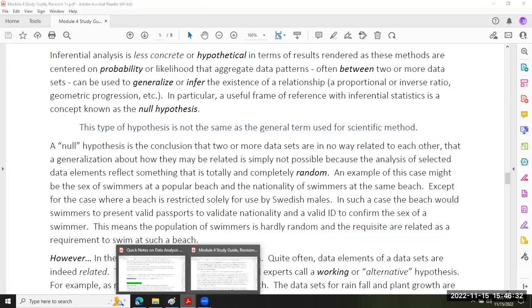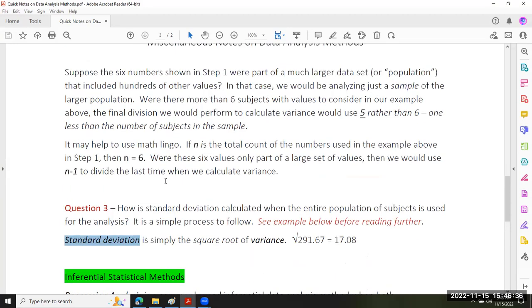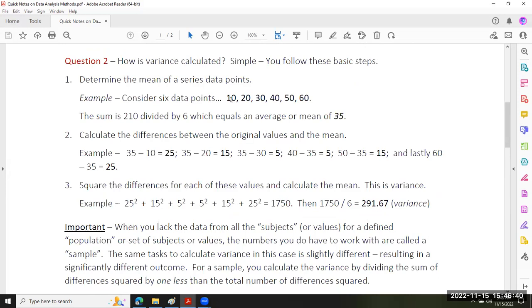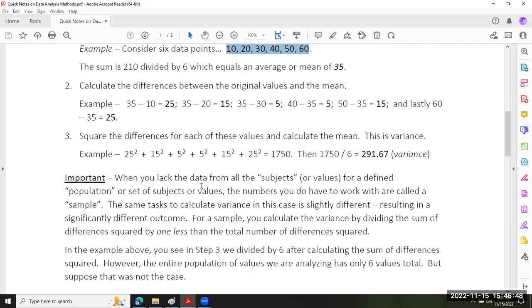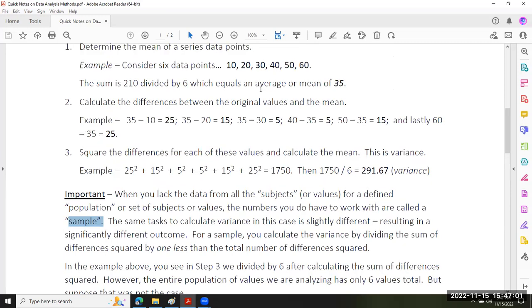So I want to take this back again, assuming that I had an entire population of values here, and I was not sampling. If I were performing the standard deviation, I would take the square root of 291.67. But let's pretend instead I was performing a sample. I only had 6 values out of 36 values.